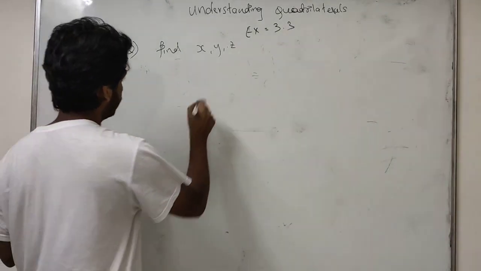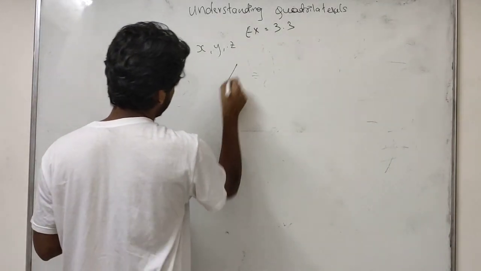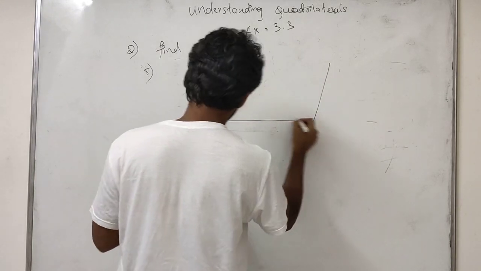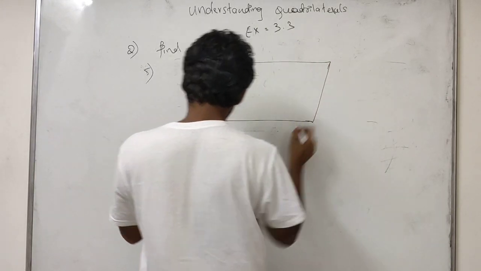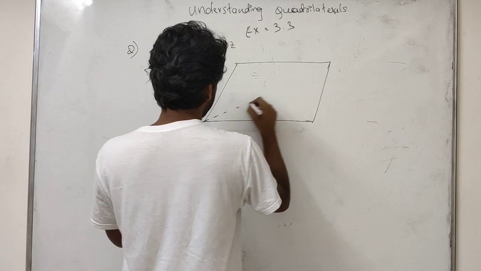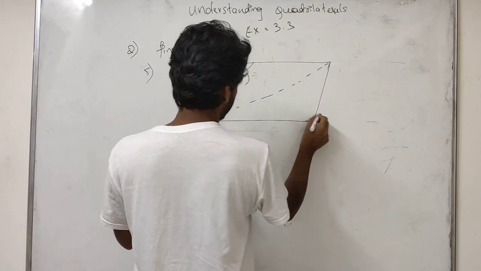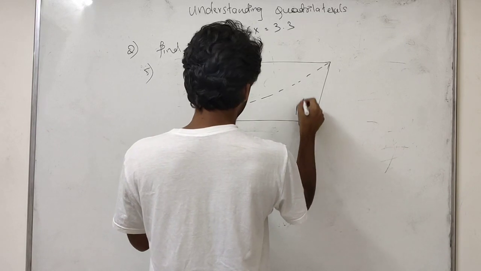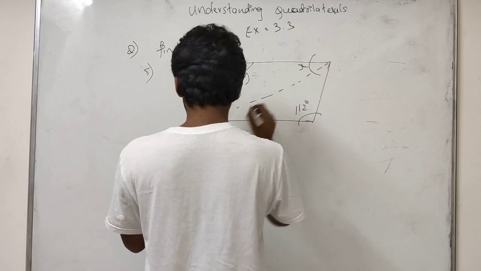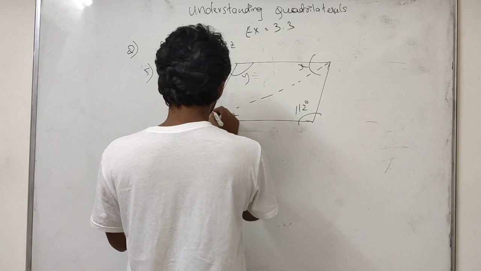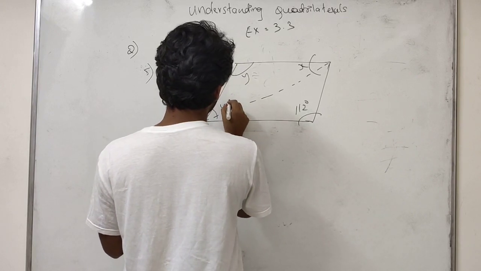Second one, last question. So this is a parallelogram. In this one, he has given a diagonal. Here is y, here is 120 degrees, here is x, and here is z, here is 40 degrees.